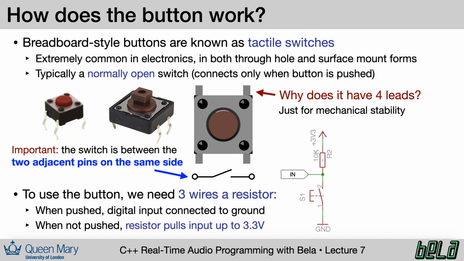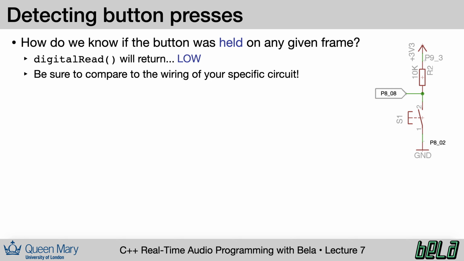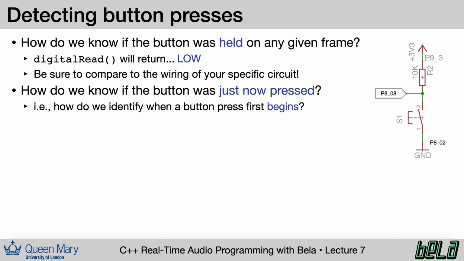What we've done so far is to check whether the button was being held down at any given time. We knew the button was being pressed because digital read would return low. That's again because the switch is going between the digital input and ground. Other circuits might work different ways, so always be sure to check. A trickier question is how to know if the button was just now pressed. In other words, we want to detect an event when a button press first begins. How do we do this?